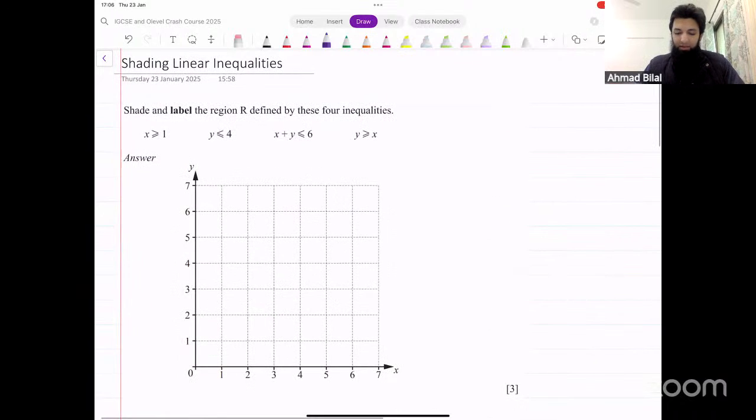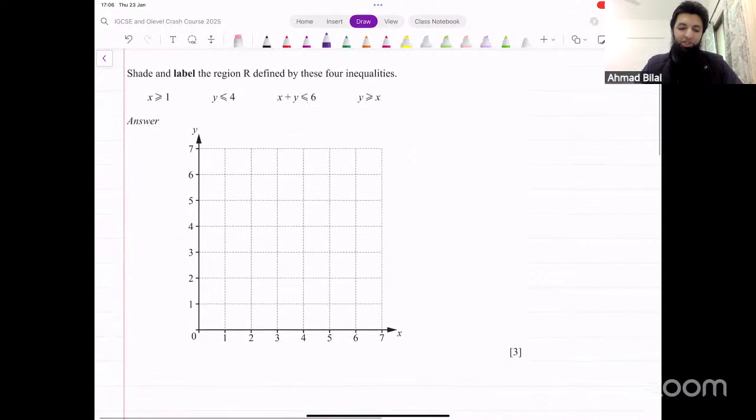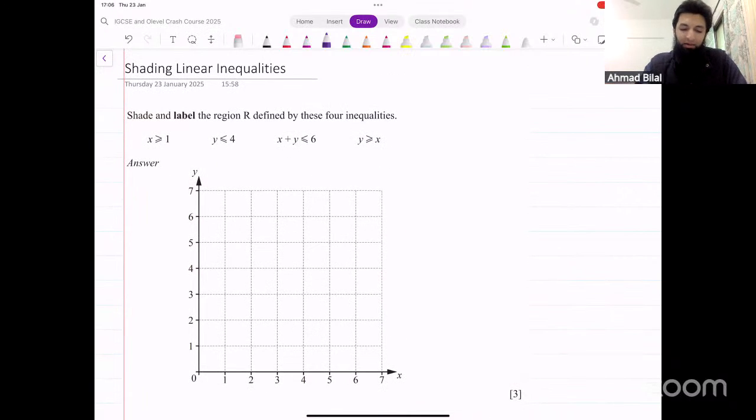Let's understand what this is about using this example. So I've taken this from a past paper. It says, shade and label the region defined by these 4 inequalities. Okay, now that we understand how to draw equations, how to draw graphs of straight lines, let's use that to answer this question where they want us to shade the region defined by these inequalities.